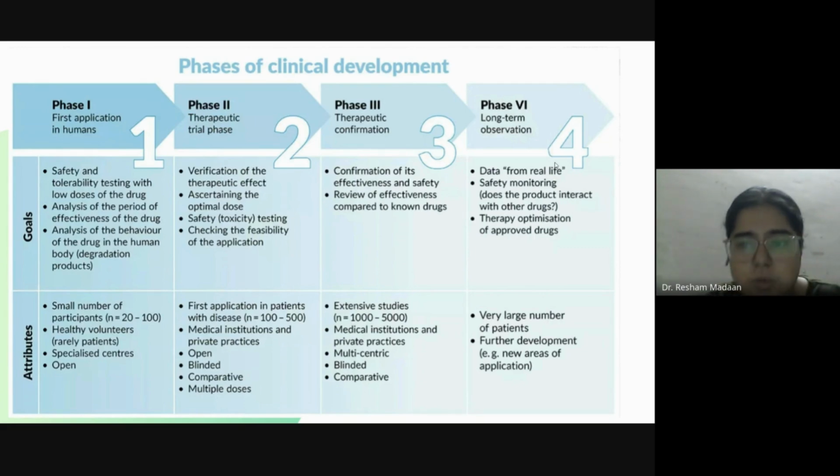This is phase 4. This is a long term observation. We again check the safety of the drug. We again take it into consideration before releasing it into the market, and a very large number of patients participate in this.